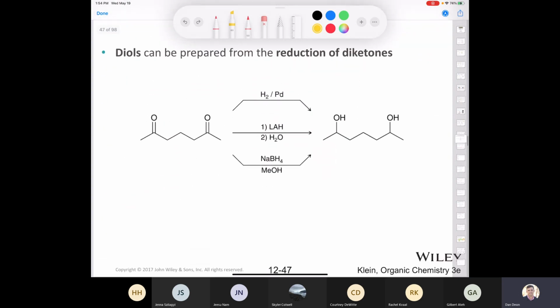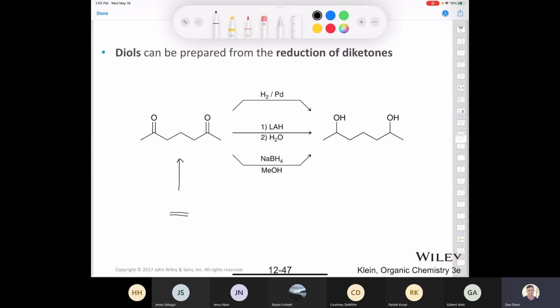So how do you prepare a diol? Well, one way would be from a diketone, wouldn't it? Or even a dialdehyde, right? You could do the same type of thing because we know that we can reduce a ketone to a secondary alcohol. We could reduce an aldehyde to a primary alcohol. You know, how could you make a diketone like this? That would be a good question for your next quiz. You know, where does that come from?